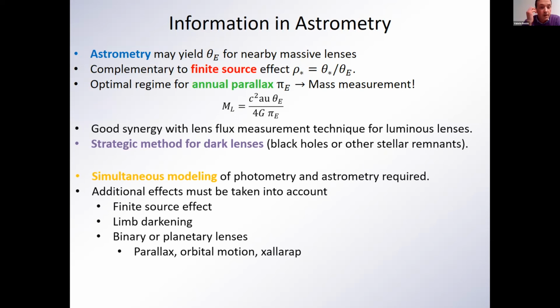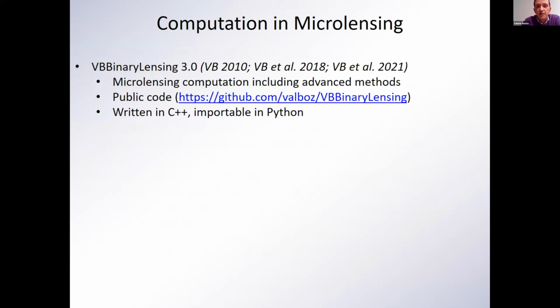In order to do that, we must do simultaneous modeling of photometry and astrometry, and in principle, additional effects must be taken into account, such as finite source, limb darkening, binary or planetary signals, parallax, orbital motion, etc. And in this respect, the code that we developed in the last few years is now very popular in the microlensing community. It is a microlensing code, including advanced methods. It's very robust, very stable, and very fast.